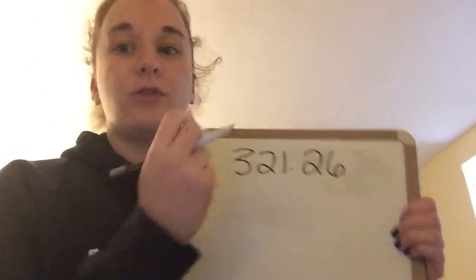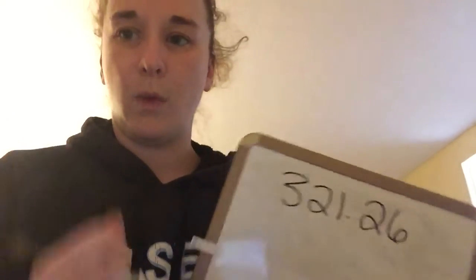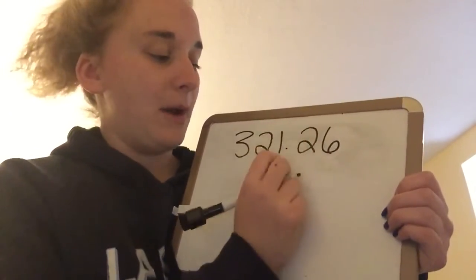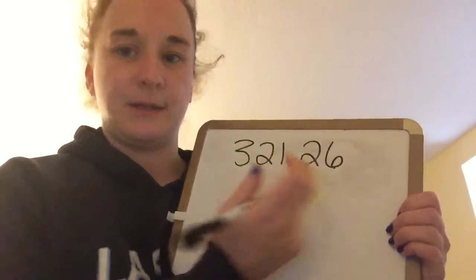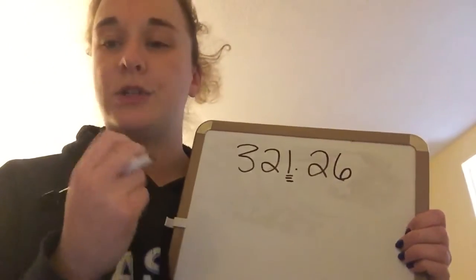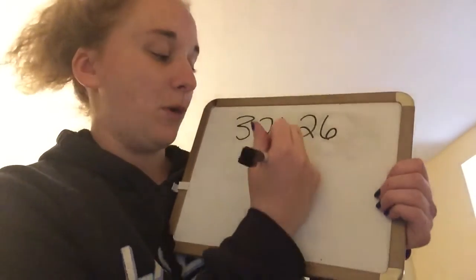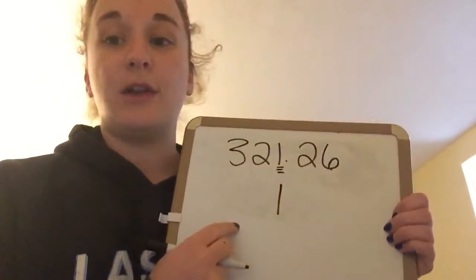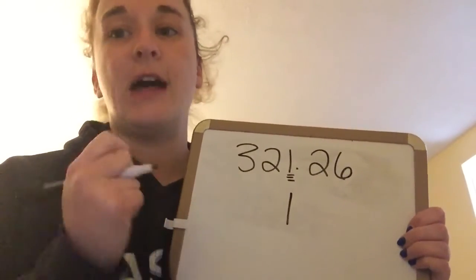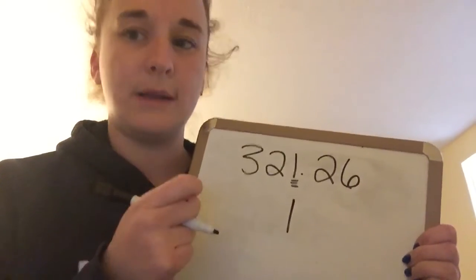I am now looking at the 1 in 321. I'm looking at where it is in comparison to the decimal, and I know it's 1 spot before the decimal, which is our ones place. Now remember, when a number is in the ones place, the value is always itself. So its value is 1. If this was 8, the value would be 8. If it was 6, the value would be 6 because it was in the ones place.